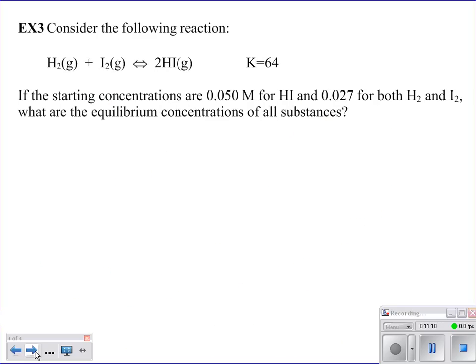Okay, so in this one, again, we're given the reaction and we're given a K value, but we have starting concentrations for both. So let's go ahead and set this up. You're going to need lots of room on this one. You've got your RICE table, so again, same reaction.